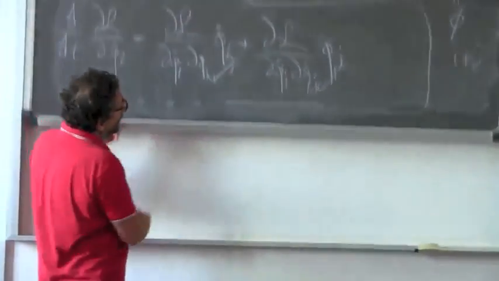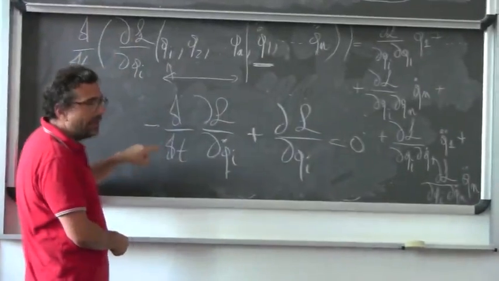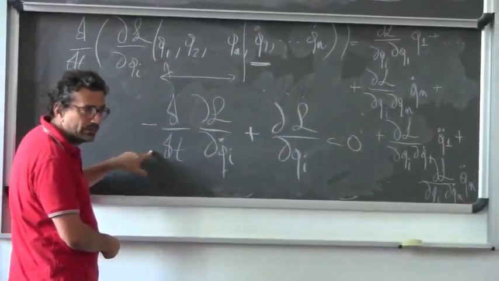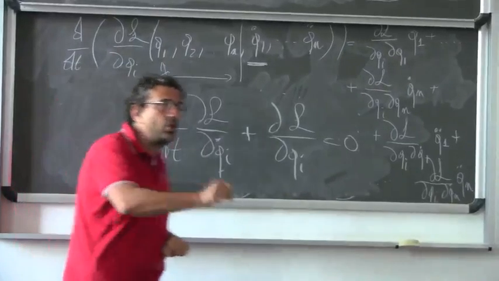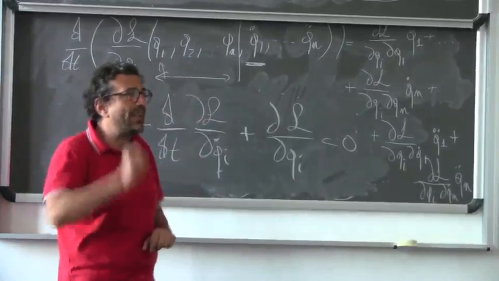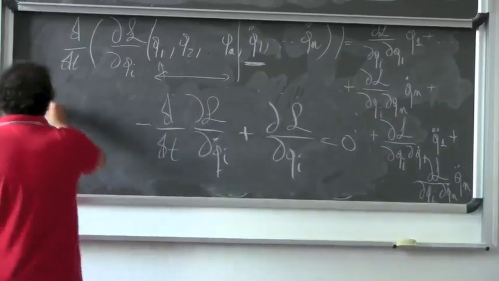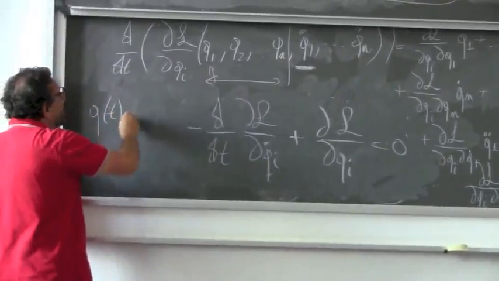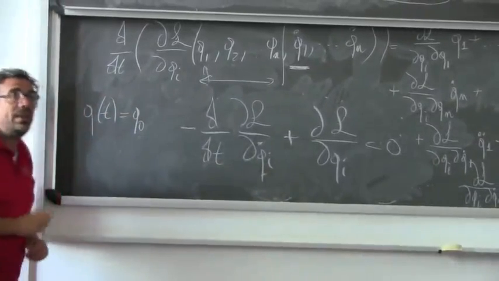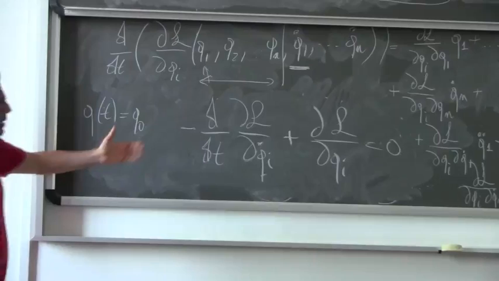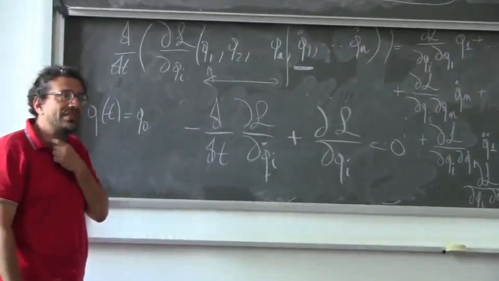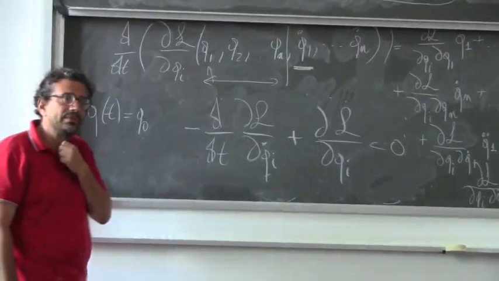So, the principle of least action implies that motion is solution of this equation. To assume that a configuration is an equilibrium configuration implies that the function q(t) equal q0 is a solution of your equation of motion. This is another trivial thing. Okay?